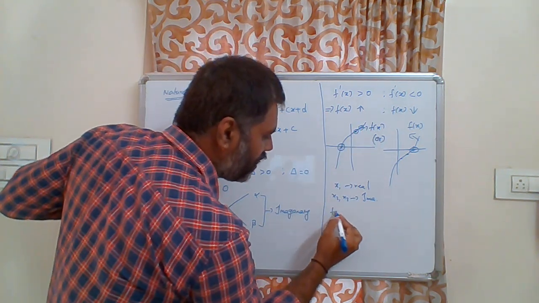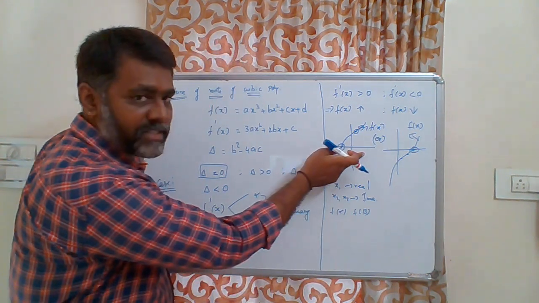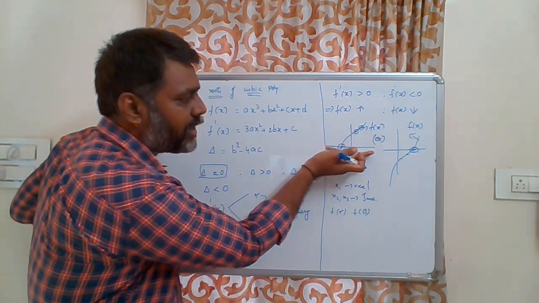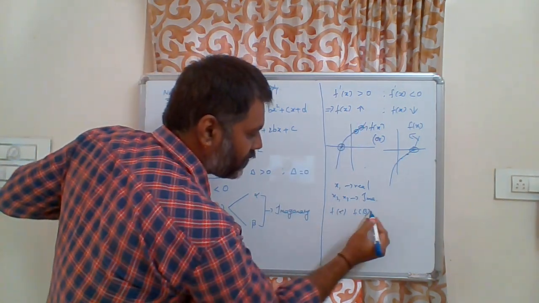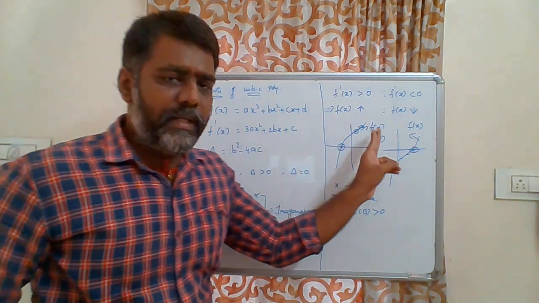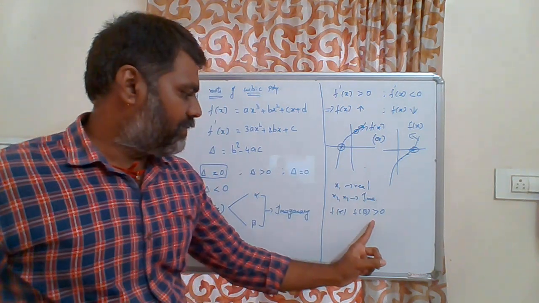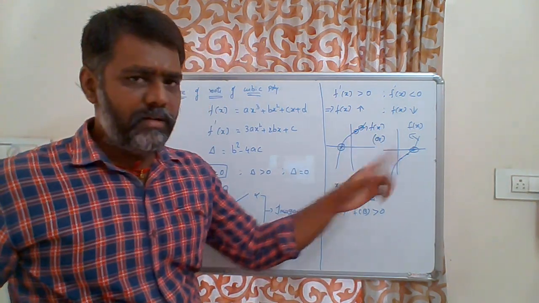In this location, what is f of alpha and what is f of beta? In the first case, f of alpha and f of beta are above the x-axis. Above the x-axis means these two are greater than 0. Both are positive, so the product of their values is also positive. That means f of alpha into f of beta is also greater than 0.